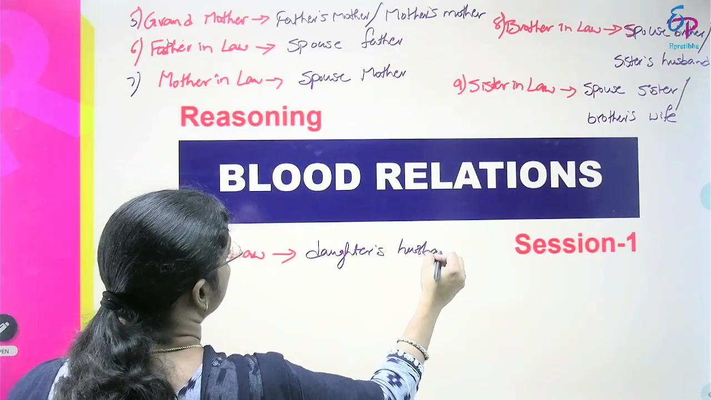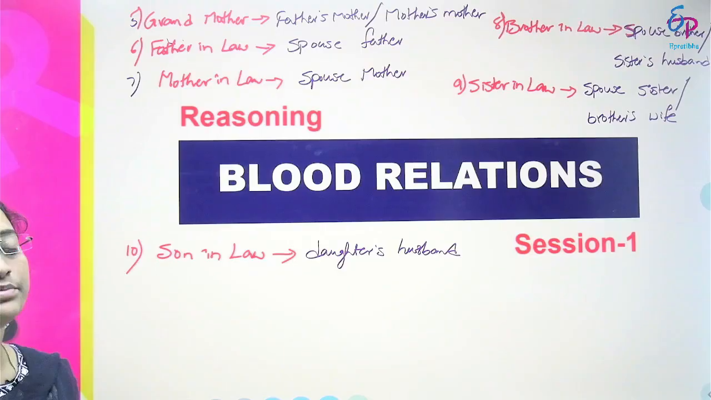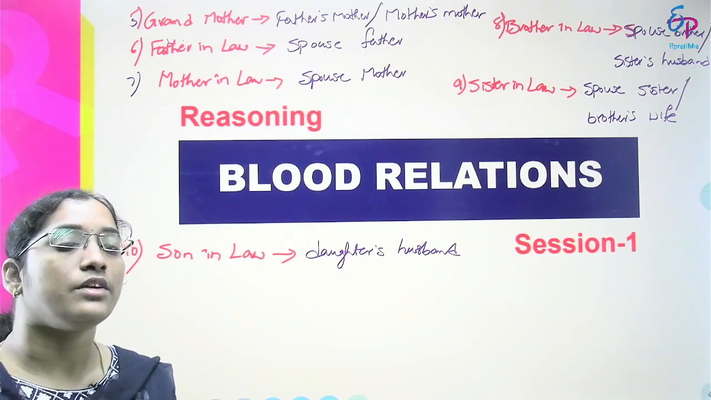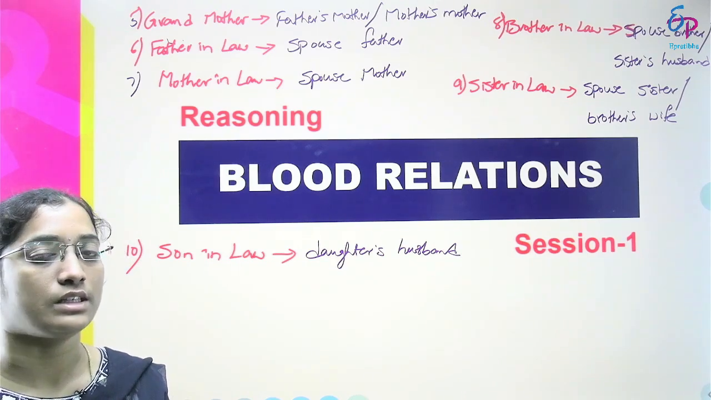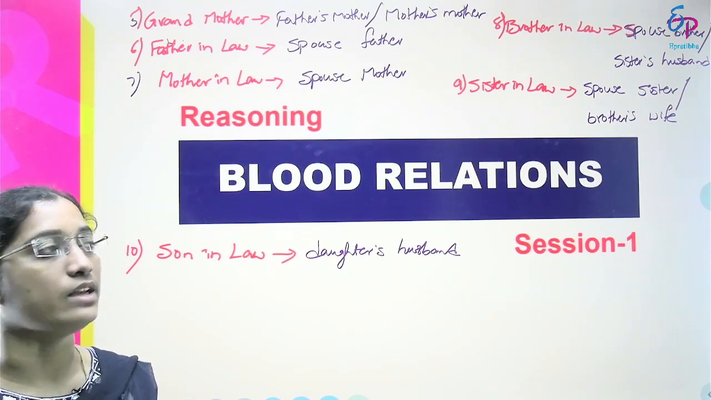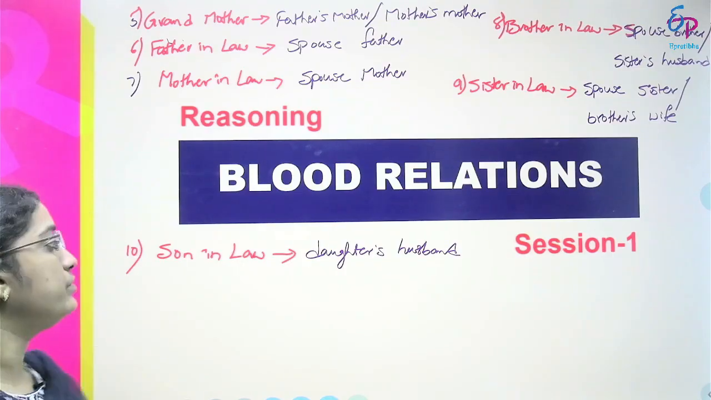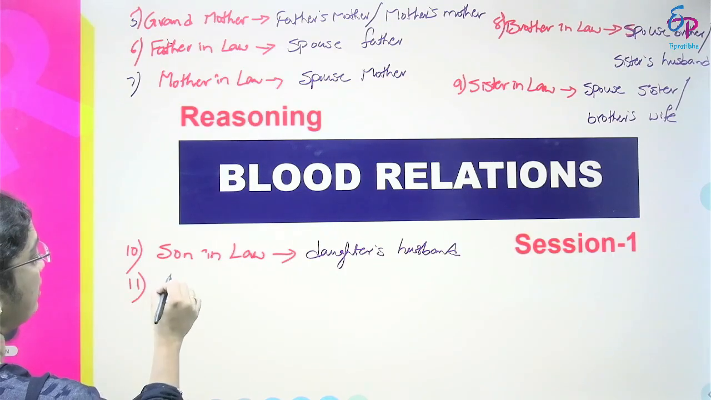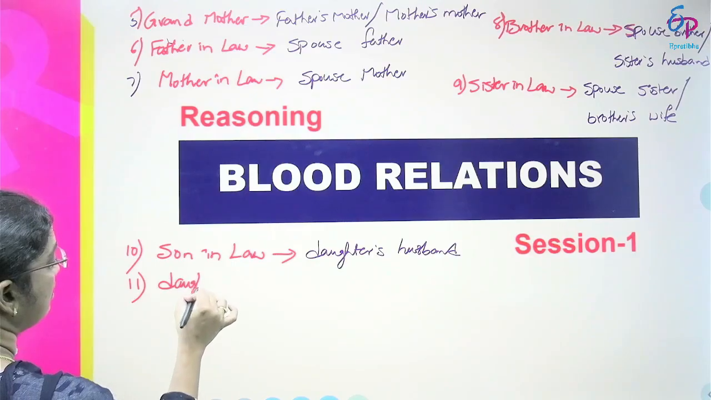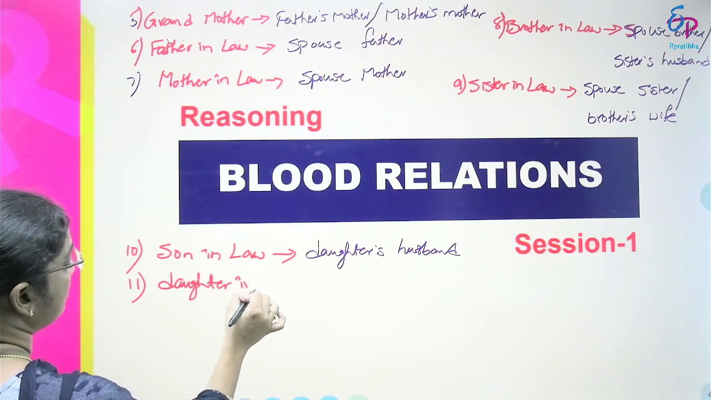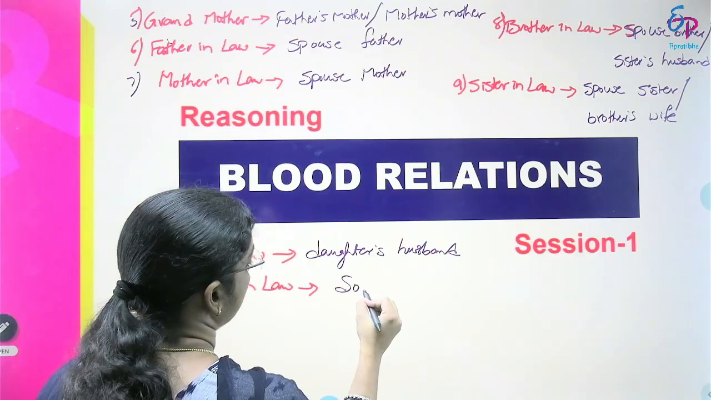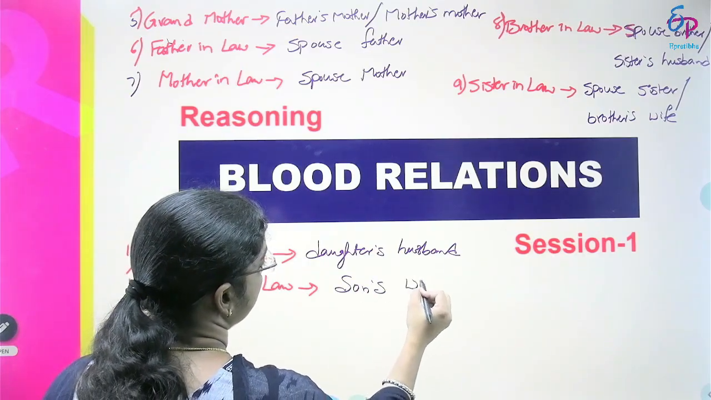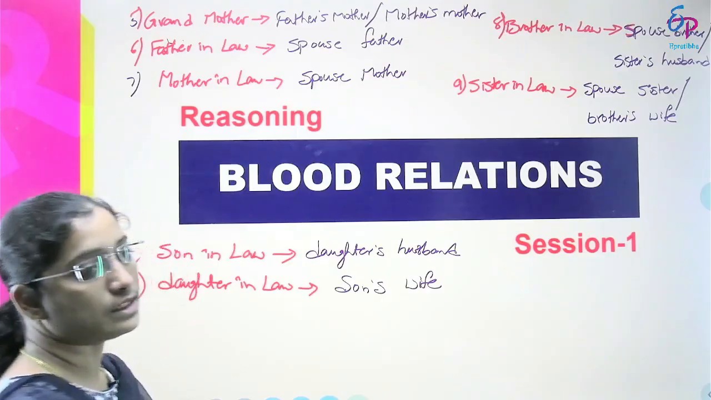Okay, daughter's husband. So son-in-law means daughter's husband, friends. In case you have a daughter, and after marriage she has a husband, that husband is your son-in-law. Then I want to take daughter-in-law. Daughter-in-law means son's wife, friends.